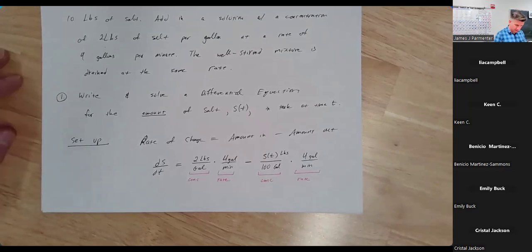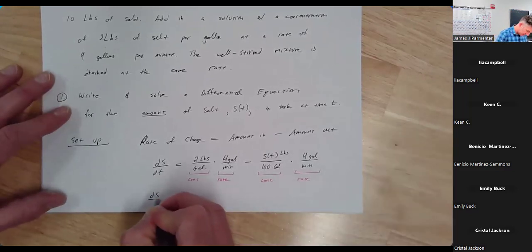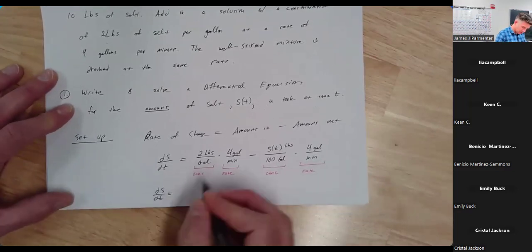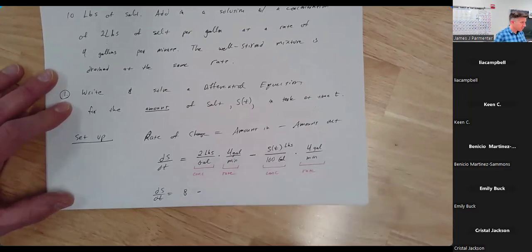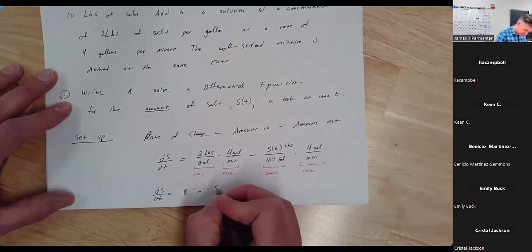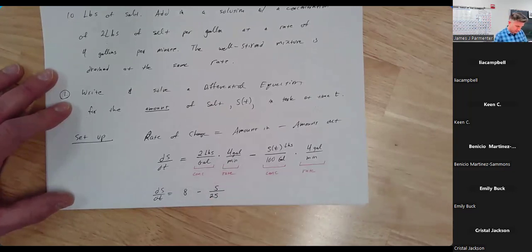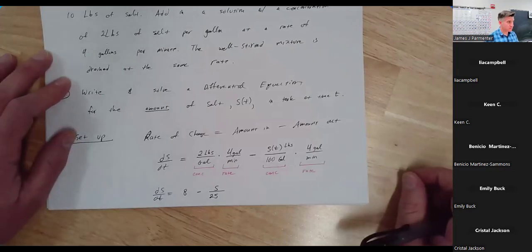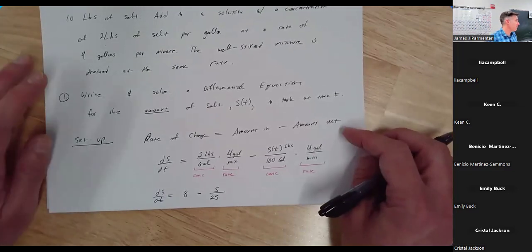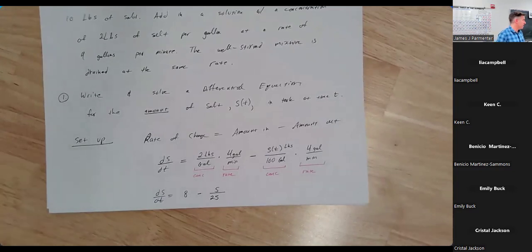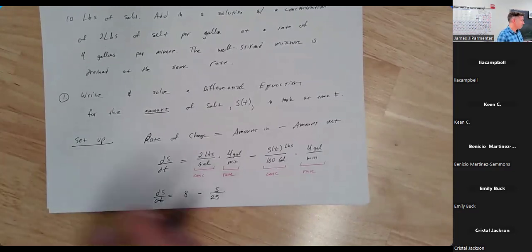Or written without all the units, ds/dt is equal to 2 times 4, which is 8, minus s times 4 over 100, which reduces to s over 25. There's my differential equation. The units would be pounds per minute, but we don't really need to put the units on our differential equation. So ds/dt equals 8 minus s over 25. And notice it looks kind of like a typical differential equation. You've got a derivative, you've got your function, and the usual thing. And then we're going to solve it.